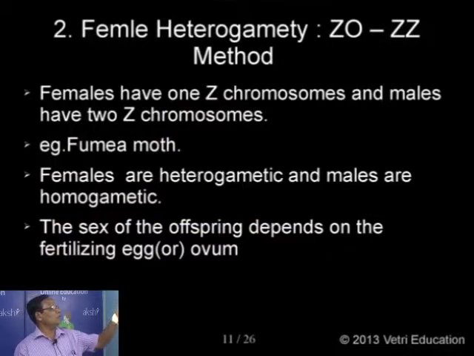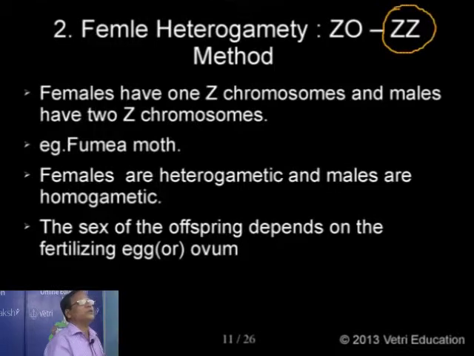Now let's see female heterogamety. Here the males are homogametic, having two similar sex chromosomes, ZZ, and now this is the female.